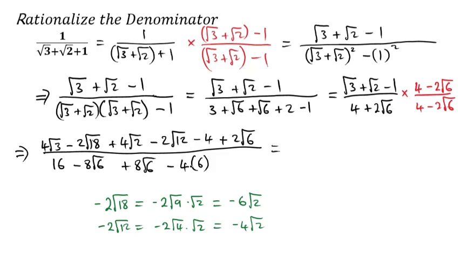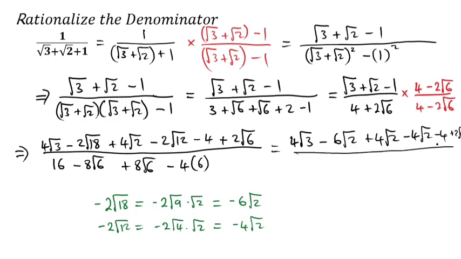So if we do that, let's see what we have. 4 root 3 minus, now remember I've written this one to be 6 root 2. Then I have the plus 4 root 2. The one with the 12 is 4 root 2. And then we have the 4. And lastly, the 2 root 6.